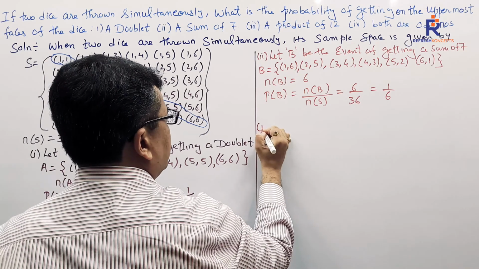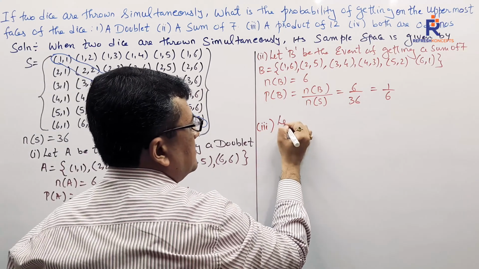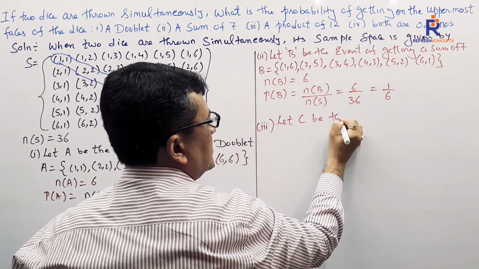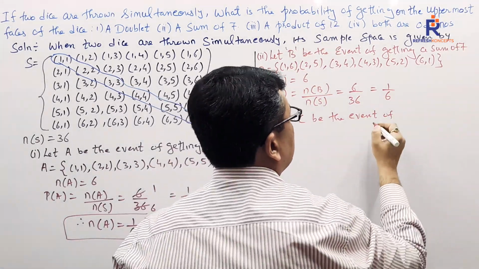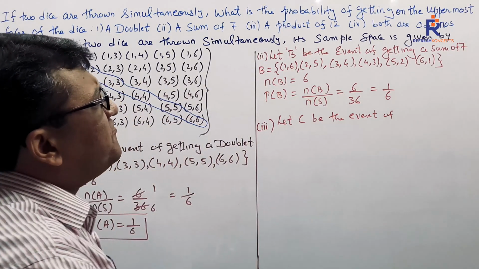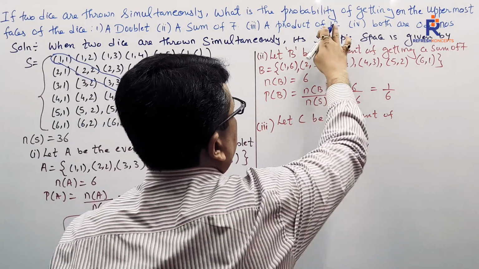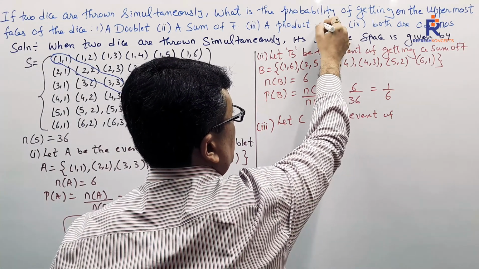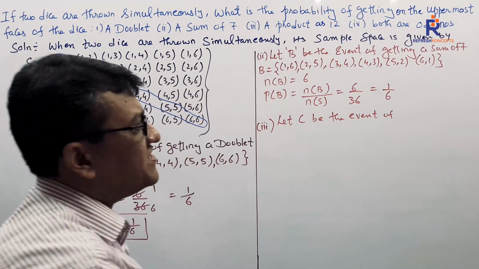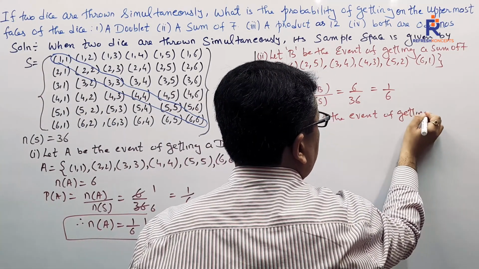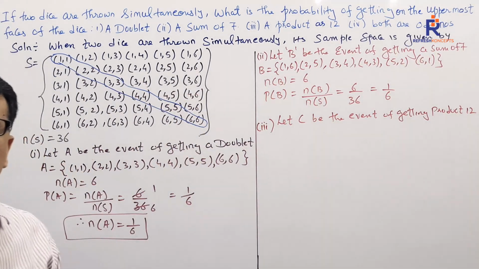Let me take the third one. What is the third one trying to say? Let C be the event of getting product 12. The product of the two scores should be 12. Let C be the event of getting product 12.